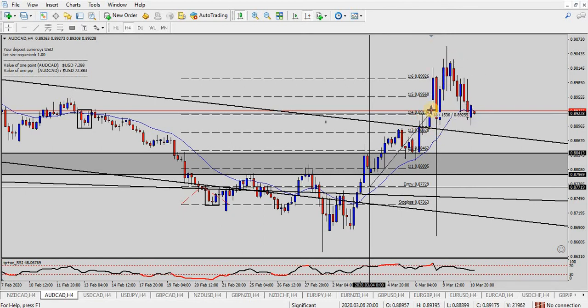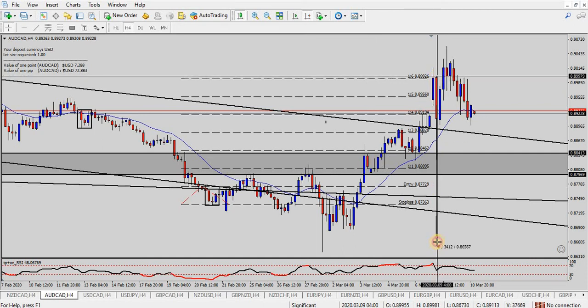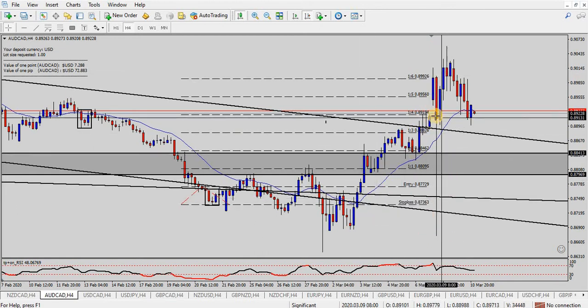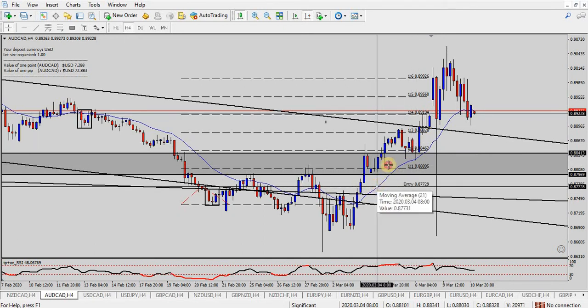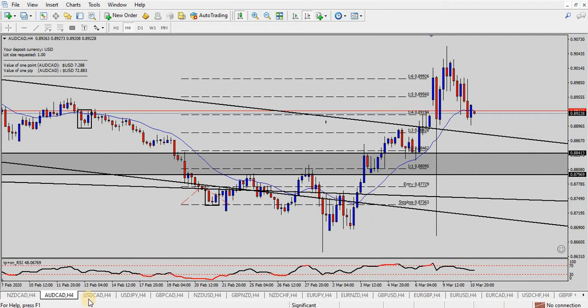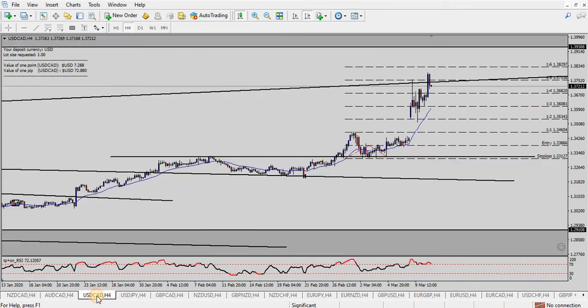So if you held this over the weekend, you would have gotten 1 to 6 before the market actually crashed, basically, before this large pin bar rejection right there. But for me and the members of my channel, we collected profits at 1 to 4 right here on Friday. So that was approximately 146 pips again right there. So let's move on to USD CAD.